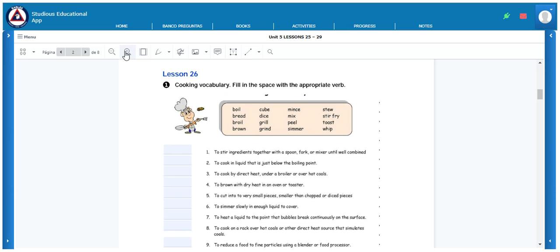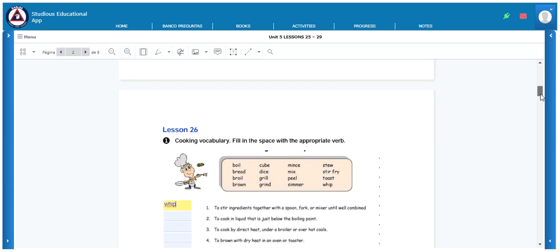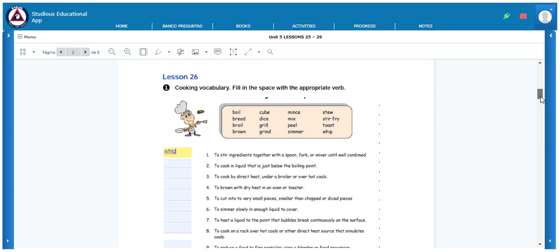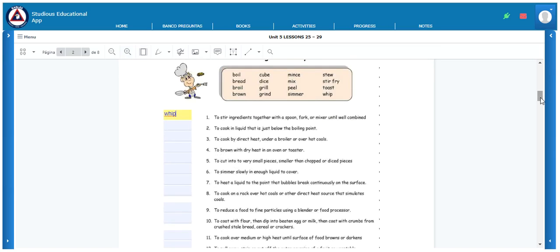What is that? Does that mean we are boiling? Is it stir fry or is it whip? So your answer here would be whip. So come here on the side, whip. Here you go. Now, just in case you're having a little hard time with what this means, you can go ahead and try to look for these words in your dictionary.